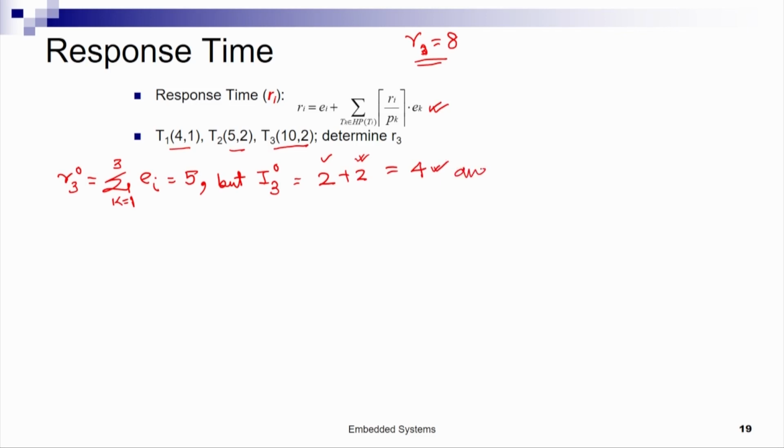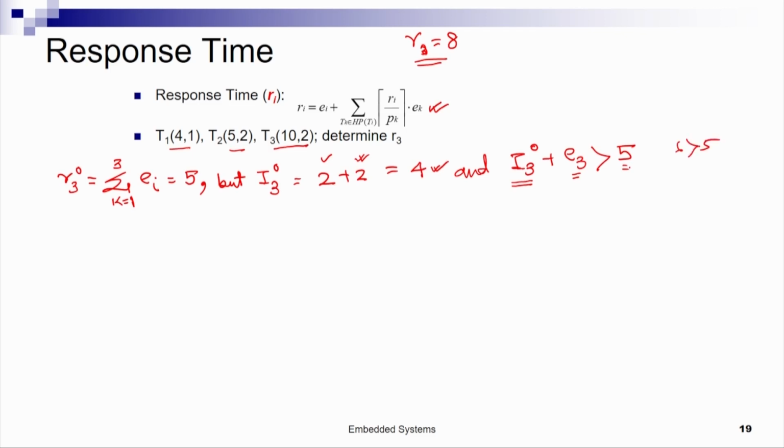However, what do we have? I30 plus E3. This total is greater than 5. Hence, within this response time of 5, I cannot accommodate all the interferences of higher priority tasks and also the execution time of T3. So it is 4 plus 2, which is equal to 6. Okay, so 6 is greater than 5.